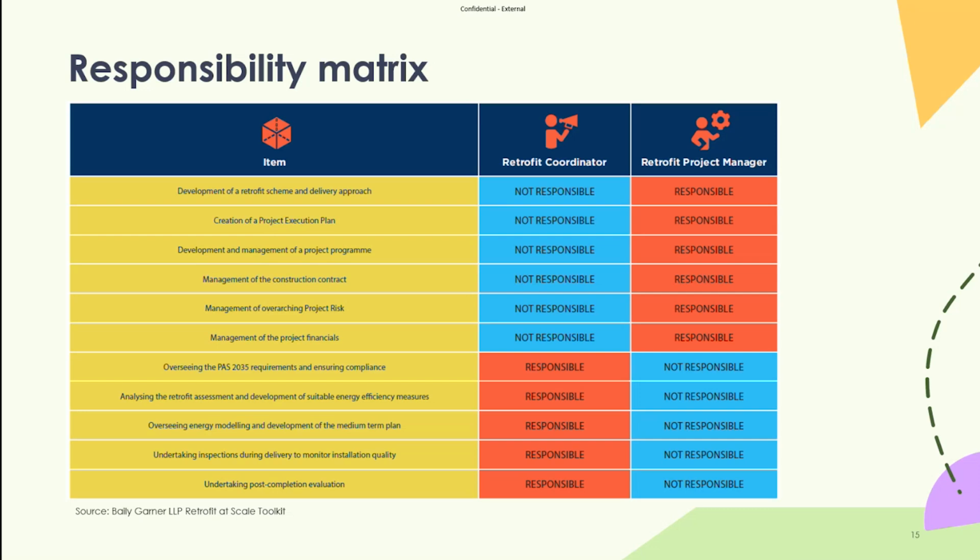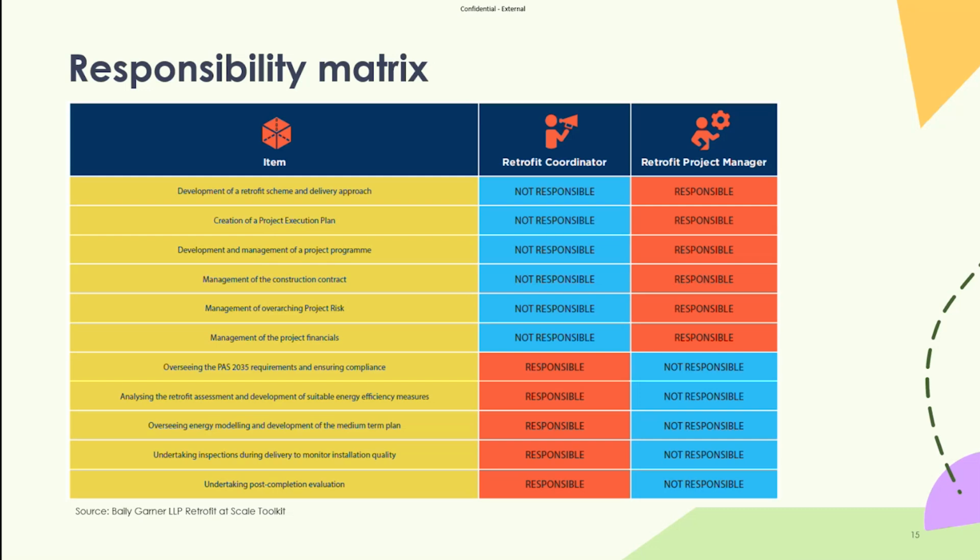So for example, developing a retrofit scheme and delivery approach. So how are we actually going to, as a construction project, manage this work? Maybe develop a project execution plan, look at the construction contract between the client and the installer, consider overall risk. So, risks that will affect the project itself, look at project financials, all of those sorts of things. If you read PAS, it isn't a requirement of the retrofit coordinator, but in our eyes, again, needs to be done to make a successful project.